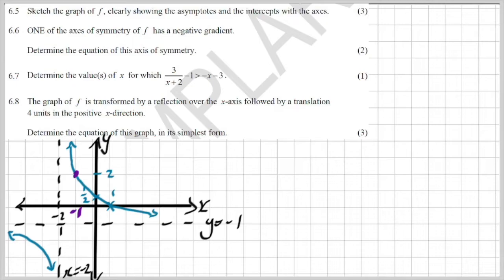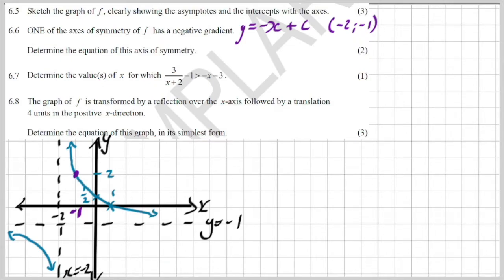Okay. Now we get to a question that I always ask because I know the kids who work hard, the kids who study hard can score the marks for 6.6. One of the axes of symmetry of f has a negative gradient. Remember, there are two axes of symmetry. I'm going to pick the one that has a negative gradient. And it passes through negative 2, negative 1. Remember, that's where your asymptotes cross. Remember, that is your basic theory you need to know.